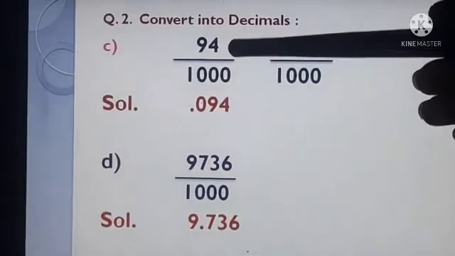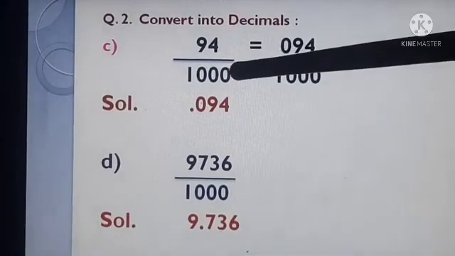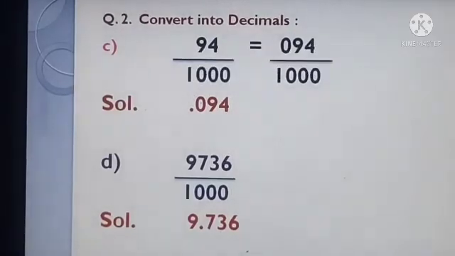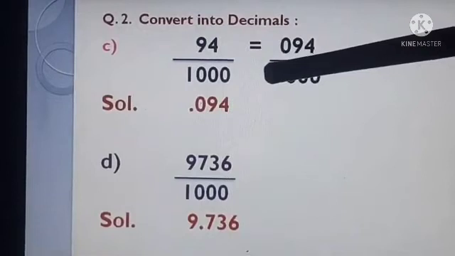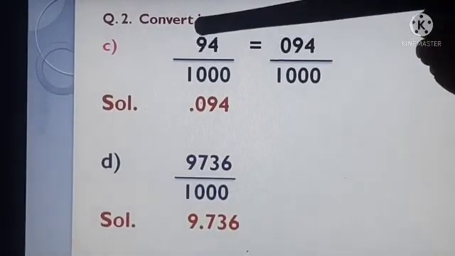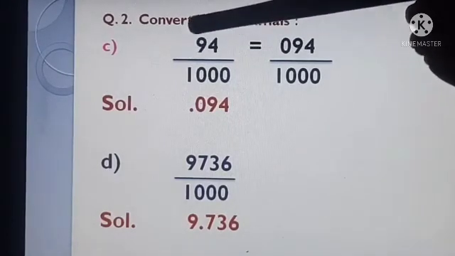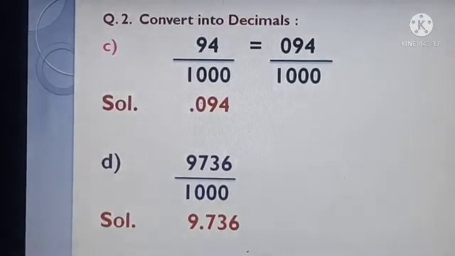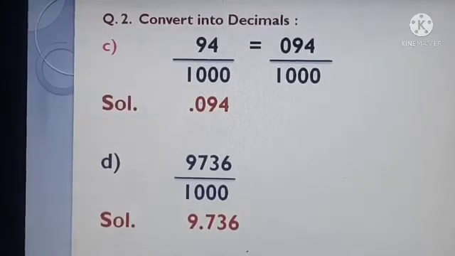C part, 94 upon 1000. Now see, in the denominator how many zeros are there? 1, 2 and 3 zeros. And we have to count 3 digits from the numerator, 1 and 2. We have only 2 digits. We want 3, so we can write down 0 here. Before 9 we will write down 0, not after 4. After 4, if we write it, it will become 940.